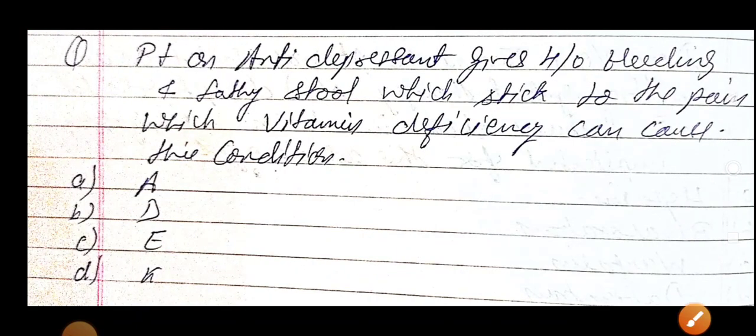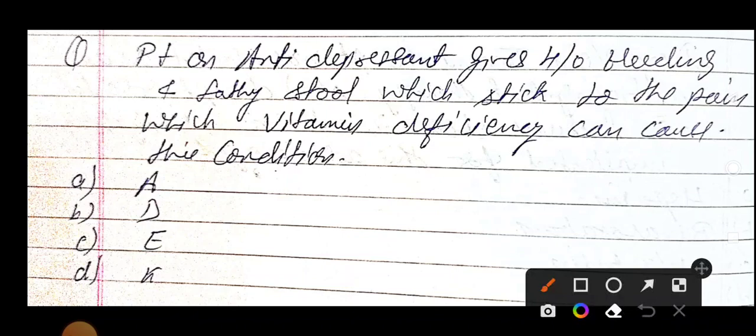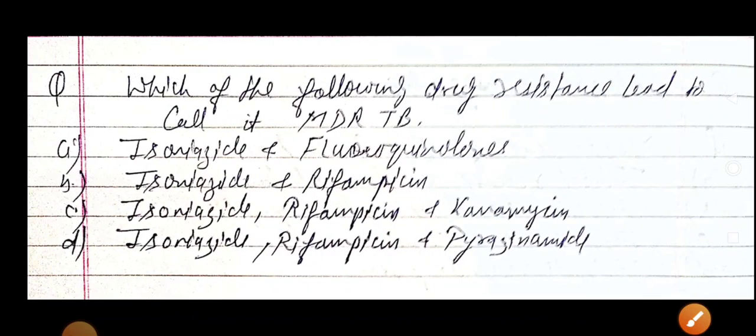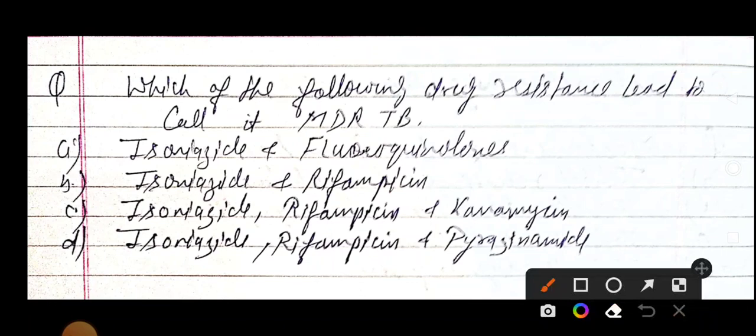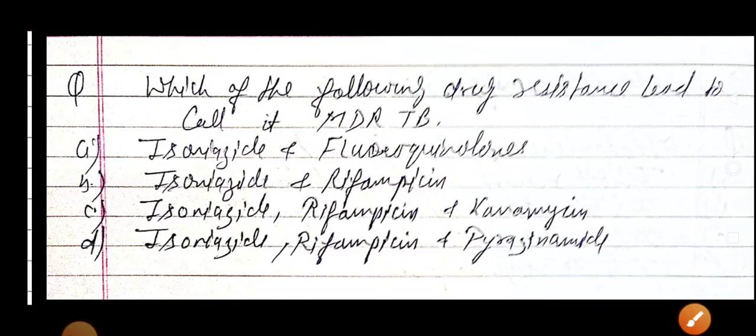Now, a patient on antidepressant gives a history of bleeding, fatty stool. We already discussed vitamin K is the answer here. Which of the following drug resistance leads to what is called MDR-TB? So guys, all options are in front of you. In MDR-TB there is resistance to isoniazid and rifampicin, whereas in XDR-TB there is resistance to isoniazid, rifampicin plus any one fluoroquinolone and one of the second-line injectables. So that is XDR-TB for future MCQs.